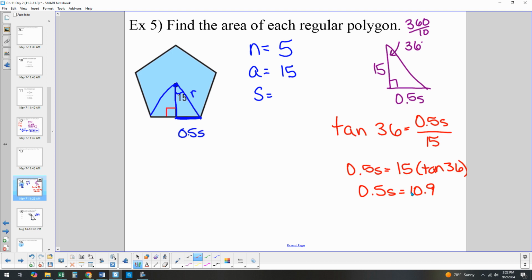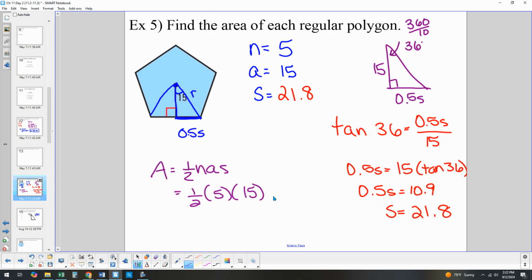And my last step is to divide both sides by 0.5. So s is really 21.796 or 21.8. So now I have everything I need to do my 1/2 nas. It's going to be 1/2 times my whole list. So 1/2 times 5 times 15 times 21.8. And we get a total area of 817.5. And I don't even think they gave us units on this, so I'm going to just say units squared.